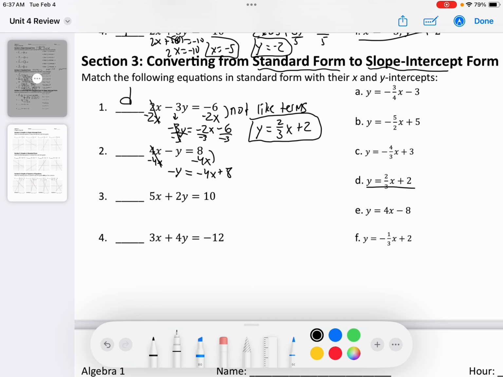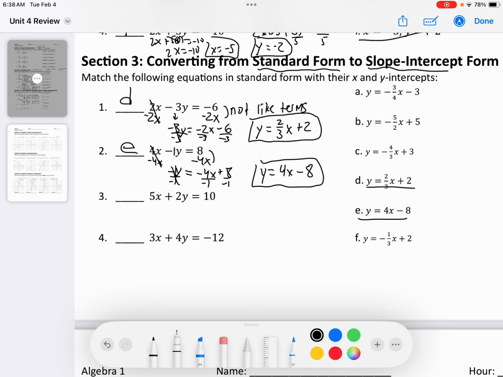Then, again, we have something in front of the y, so we're going to need to divide. In this case, what's in front of the y, since it's a negative y, that would be like a negative 1y. So negative 1 is what we're going to be dividing by to cancel out the negative in front of the y. So negative 1y divided by y would give us y. Negative 4x divided by negative 1 would give us a positive 4x. And 8 divided by negative 1 is negative 8. So we get y equals 4x minus 8, and that is problem E.